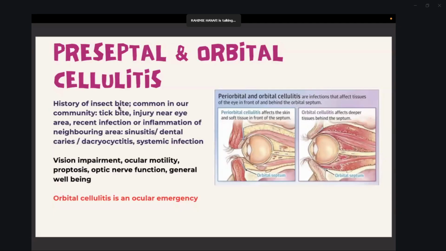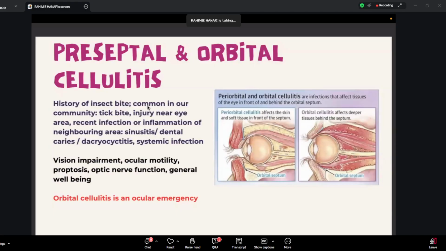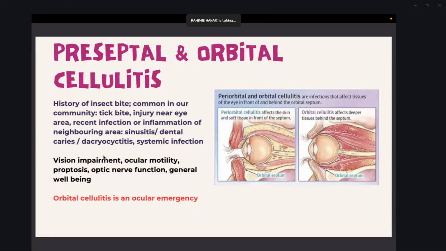So important things to ask is there any history of insect bite, which is common in our community, especially in Kota Baru, in Kelantan, is tick bite to the lids, and then any injury near the eye area, any recent infection or inflammation of the neighboring area, such as sinusitis, any dental caries, any systemic infection. Okay, so important thing to note is the degree of vision impairment.